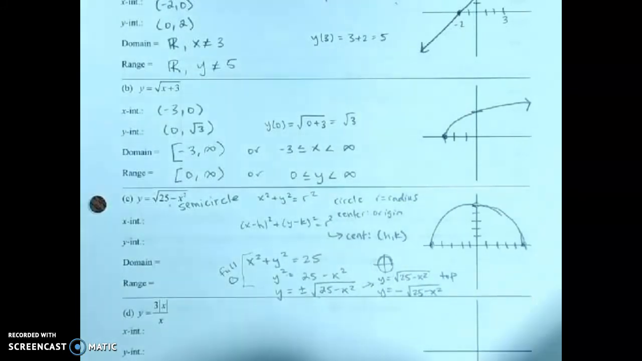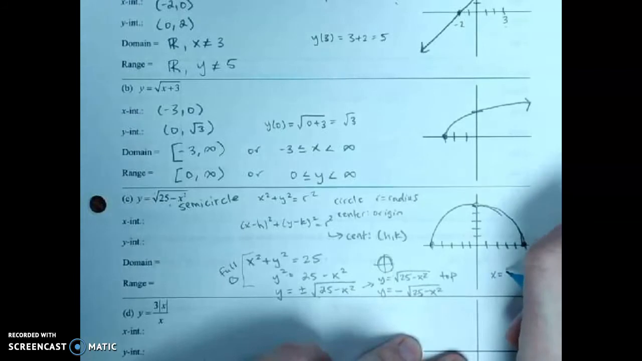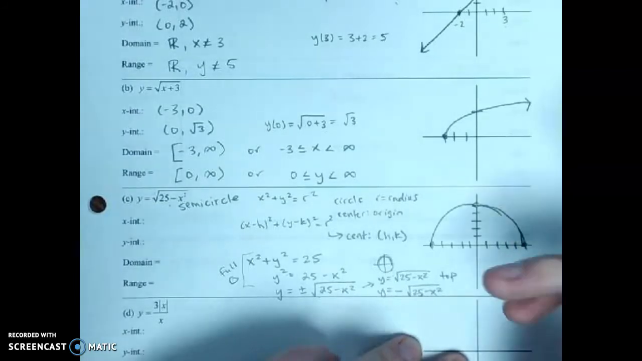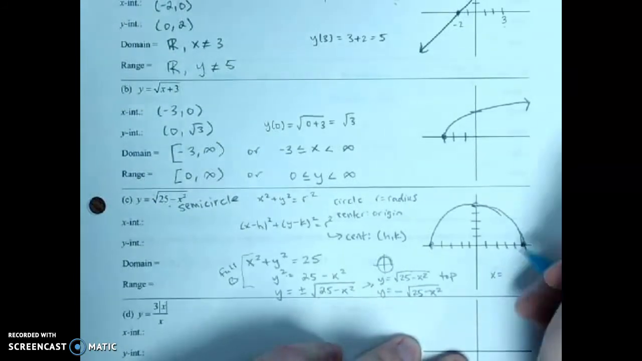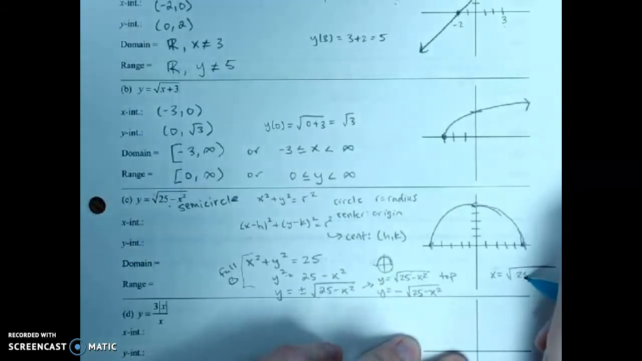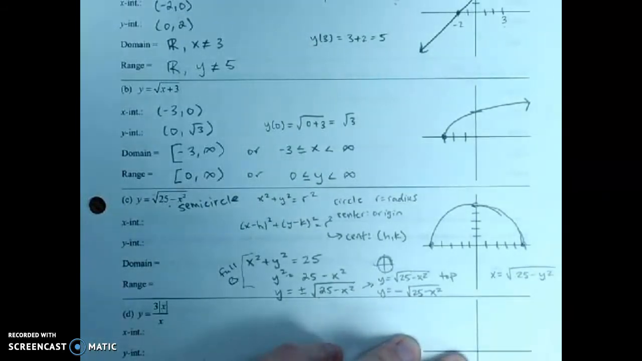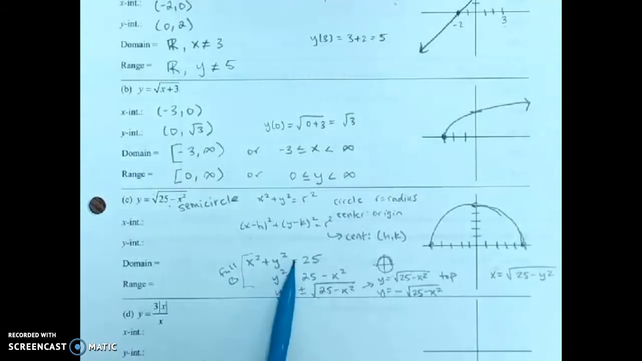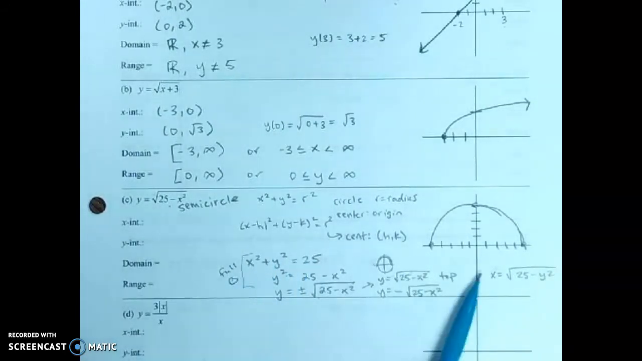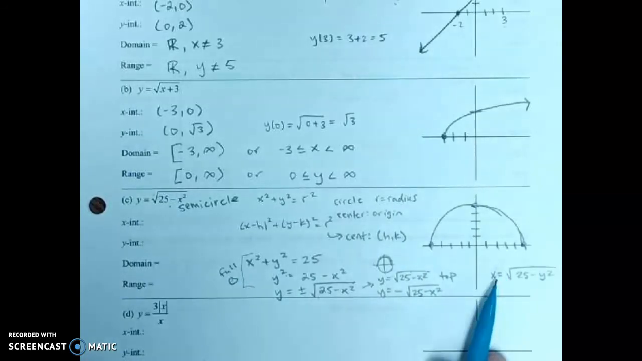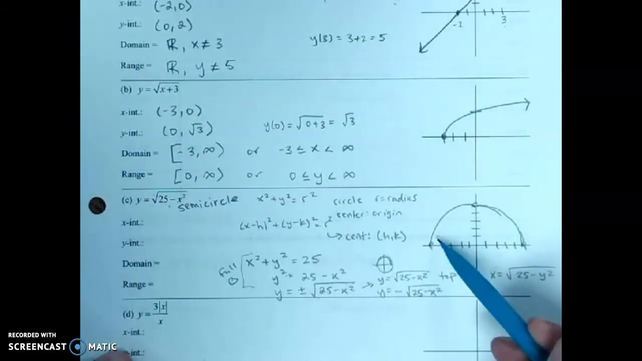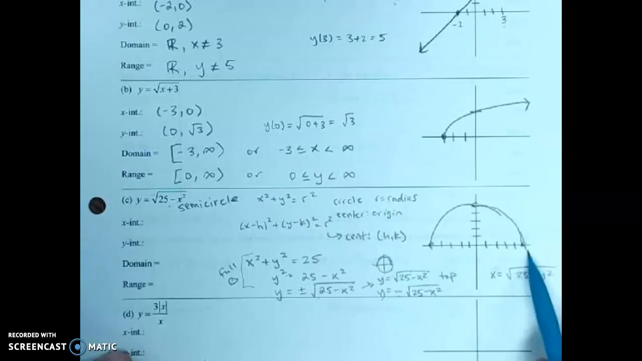You could also do stuff like this. X is going to equal, how about if we did the square root of 25 minus y squared? It's still starting with this equation, the full circle, but instead of solving it for y, we could solve that for x. But if I only had the positive x values, what part of the circle do you think it would be? Positive y values is the top, negative y values would be the bottom.